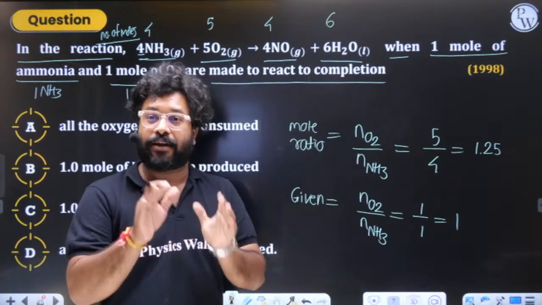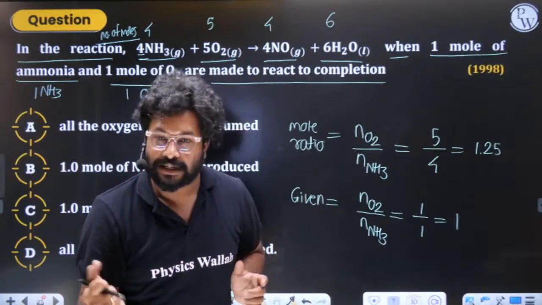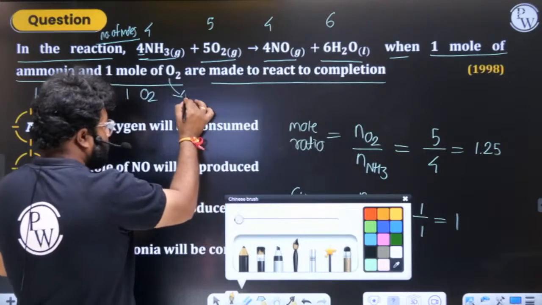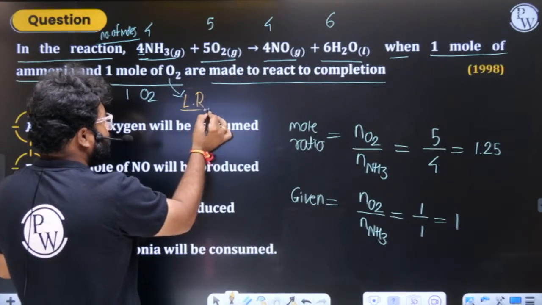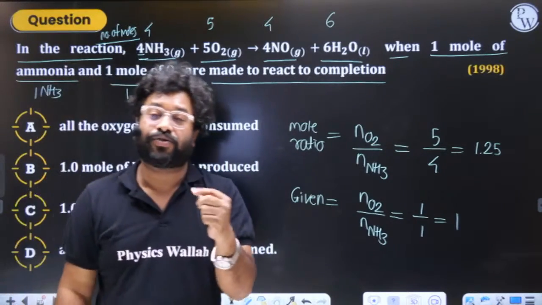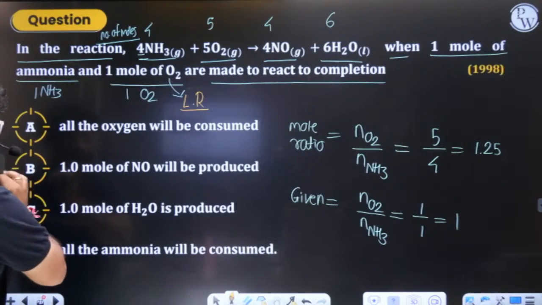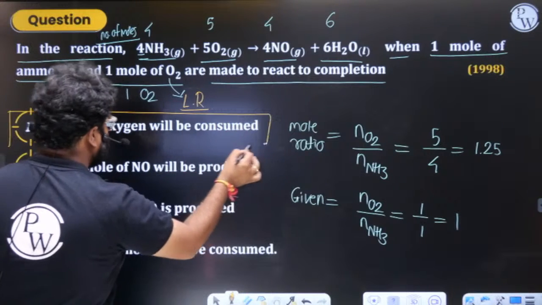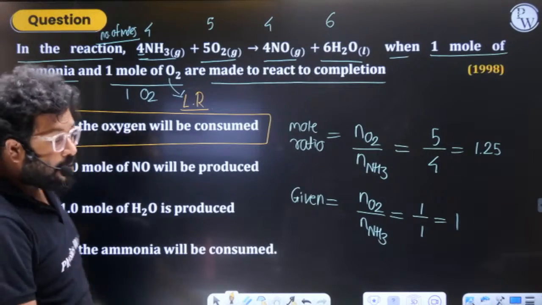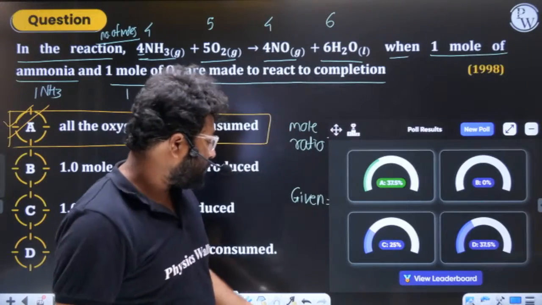That means in the given case, we have less oxygen than required. So if the amount of oxygen is less, that means oxygen is your LR. Oxygen is your limiting reagent. And if oxygen is the limiting reagent, it is the oxygen which is going to get consumed completely. That is why all the oxygen will be consumed. This is the correct answer. All the oxygen will be consumed. Ammonia would be left behind. That's why option A is the correct answer.